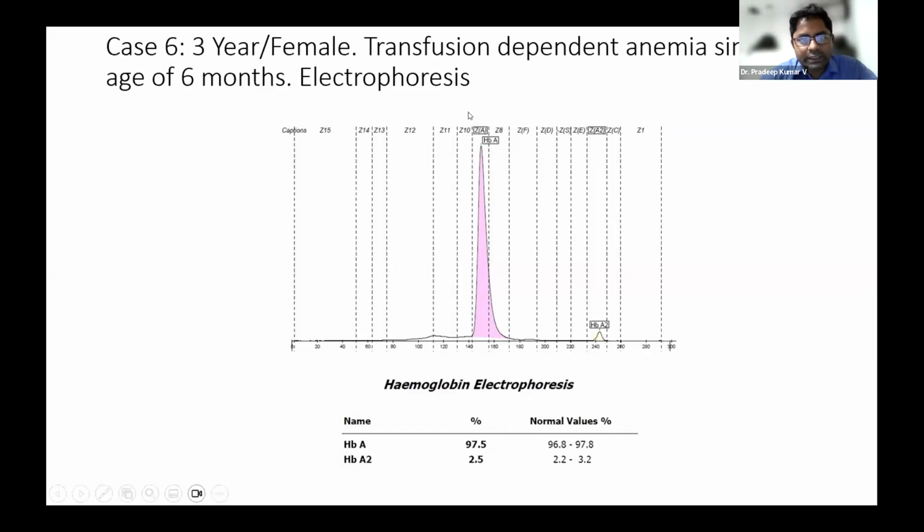We are speaking about a 3-year-old kid who has been having transfusion-dependent anemia from the age of 6 months. Clinically, they are thinking in terms of thalassemia major, but none of the lab parameters, including smears, CBC, or electrophoresis, is favoring thalassemia. So, is it thalassemia or not? Yes, no? Any takers?